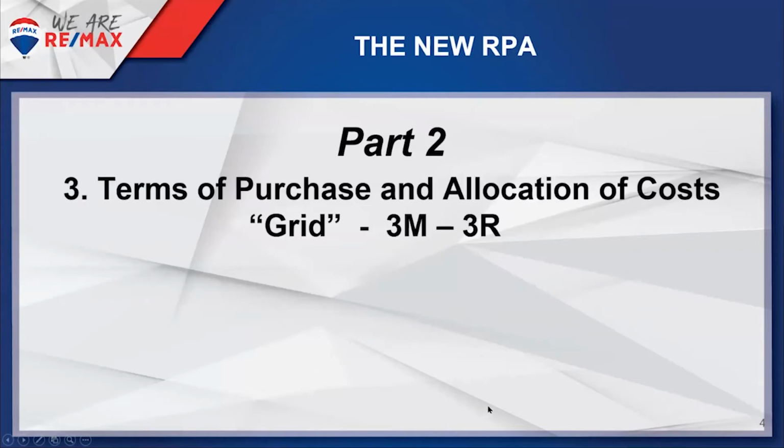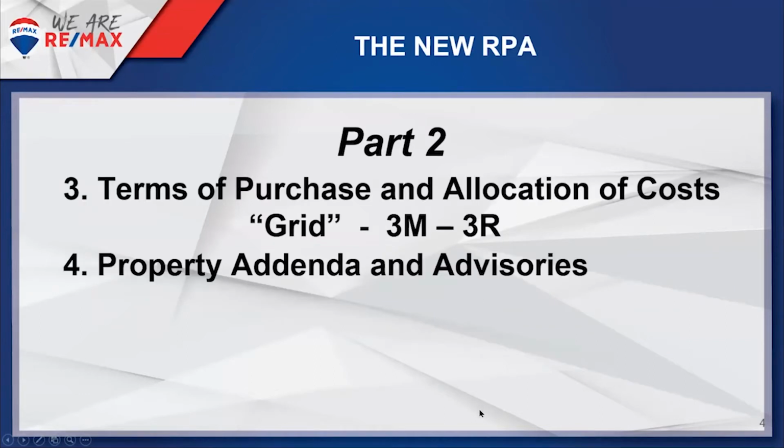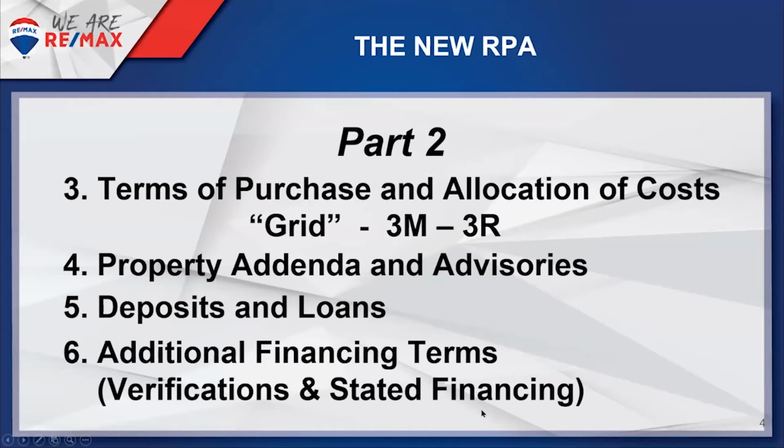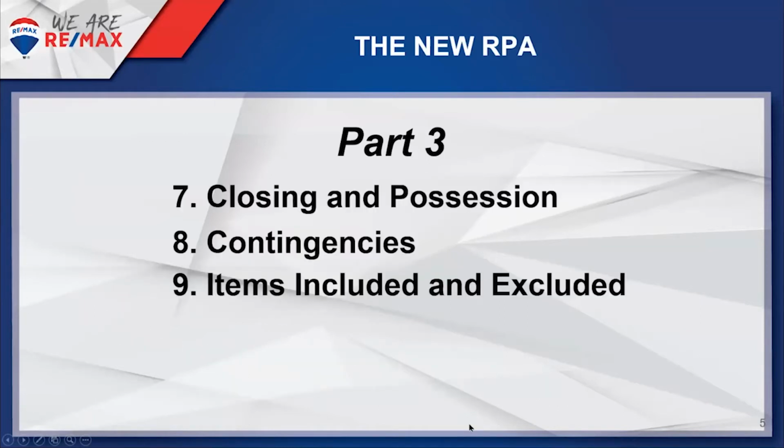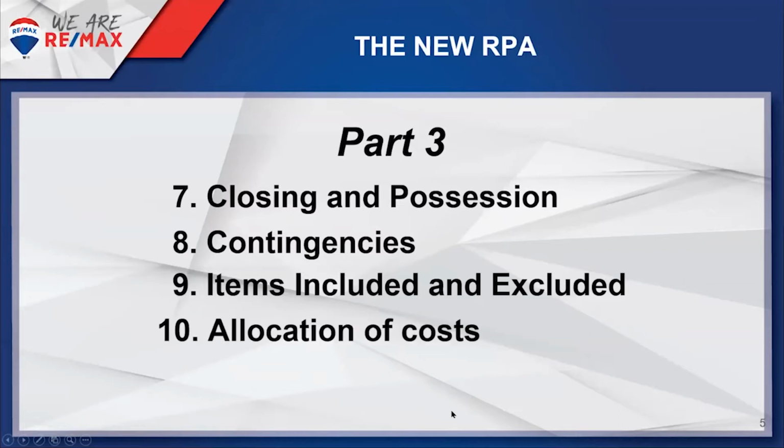So we also in part 2 finished the grid. We talked about property addenda. There are some new ones there: advisories, deposits, loans, additional financing terms, closing and possession, contingencies, items included and excluded also had some significant changes, and we went through that. And then we wrapped it up on allocation of costs.